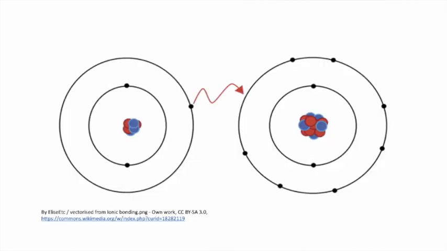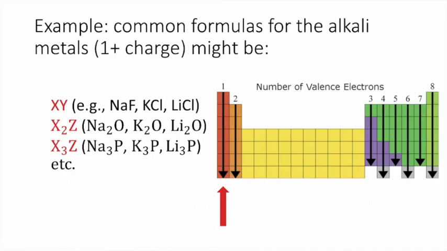The likelihood that two elements will form a chemical bond is determined by the interactions between the valence electrons and the nuclei of the elements they're bonding with. Elements in the same column of the periodic table tend to form analogous compounds.